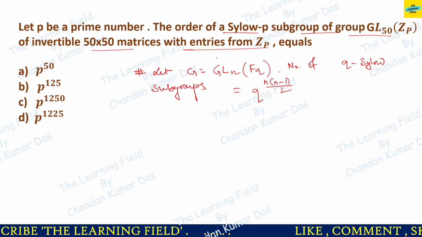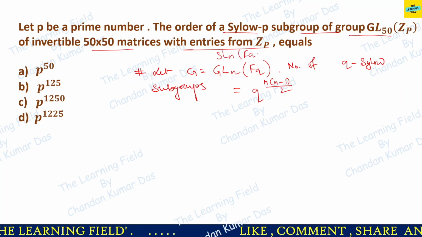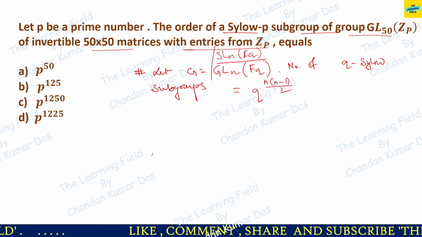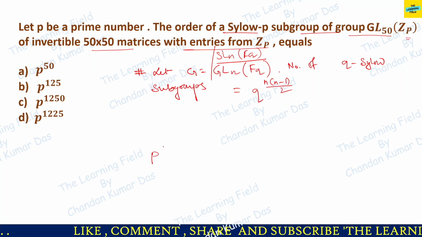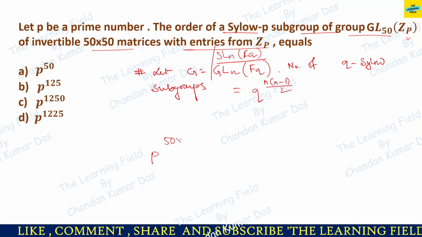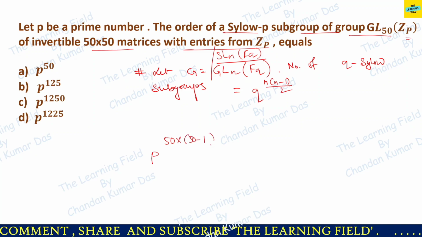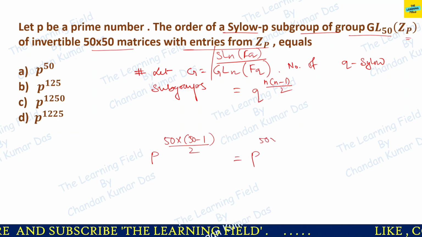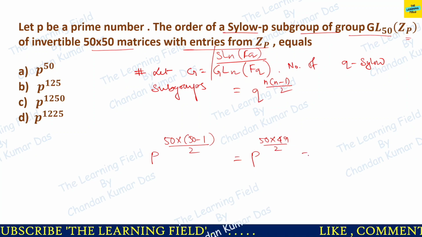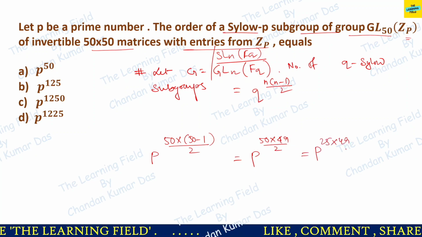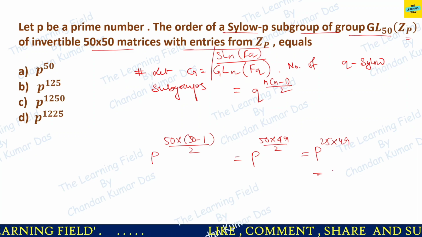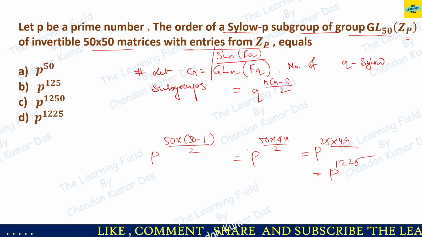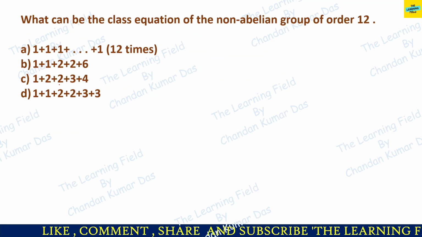And if this is SL n Fq, then the formula is also the same. So mind it. Now we put here just p, since the value of q is p. So p to the power n into n minus 1 by 2 means 50 into 50 minus 1 by 2. So this is equal to p to the power 50 into 49 over 2, so p to the power 25 into 49, which is equal to 5 9 45, so the last digit will be 5, and we know that this product is 1225. So the correct answer is option D.